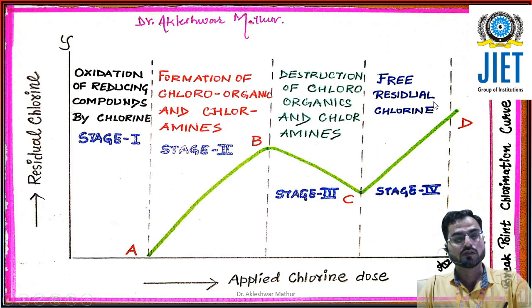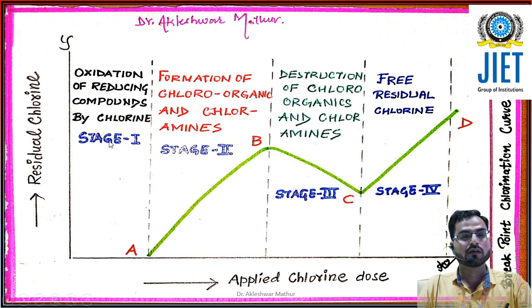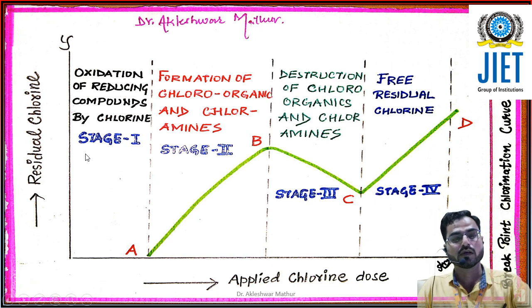Now we discuss the four stages of the breakpoint chlorination curve. In stage 1, we have the oxidation of reducing compounds by chlorine. So there is no free residual chlorine present in the treated water. After that, formation of chloroorganic compounds and chloramines takes place in the 2nd stage. So there is an increase in the free residual chlorine. In the third stage, the main action, that is the destruction of chloroorganic compounds and chloramines, takes place and the disinfection process is carried out. After point C, we have the free residual chlorine.